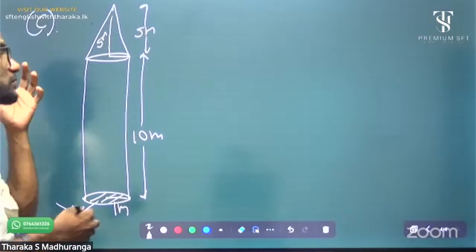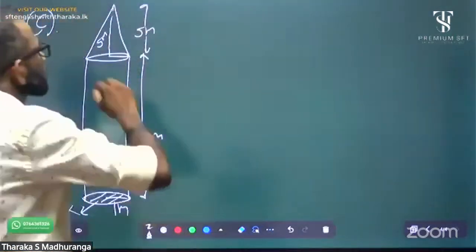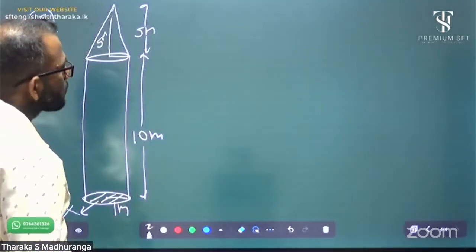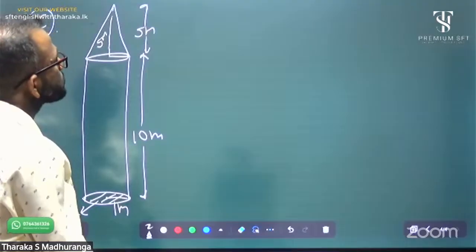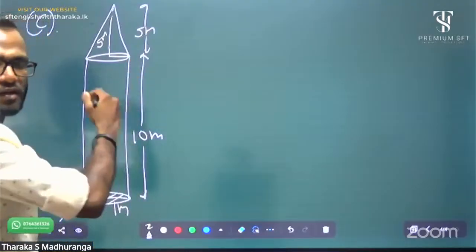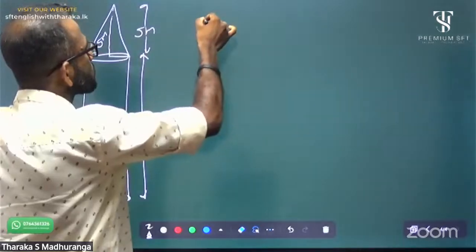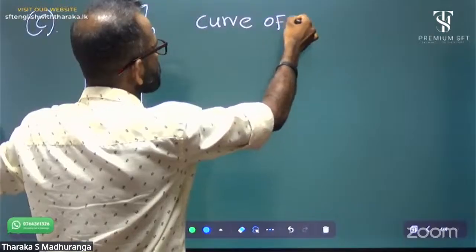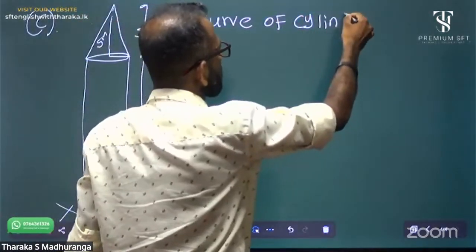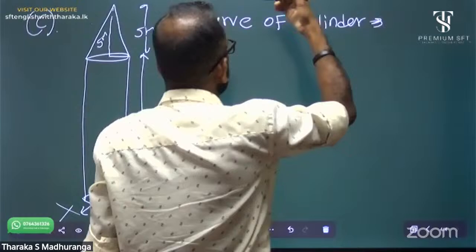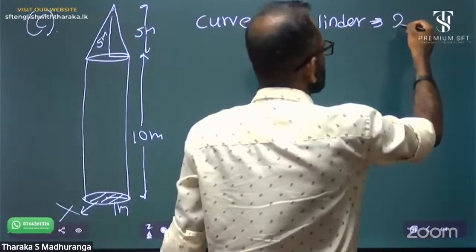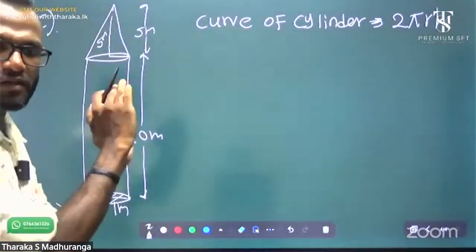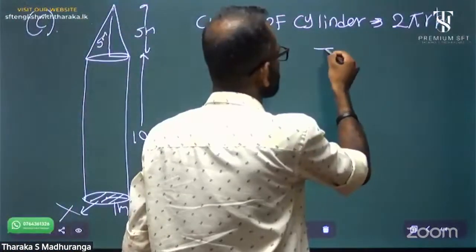Okay, what is the area? First you can get the curved surface of the cylinder. Curved surface of cylinder is 2πrh. I think you can remember. 2πrh is the curved, outer surface of the cylinder.